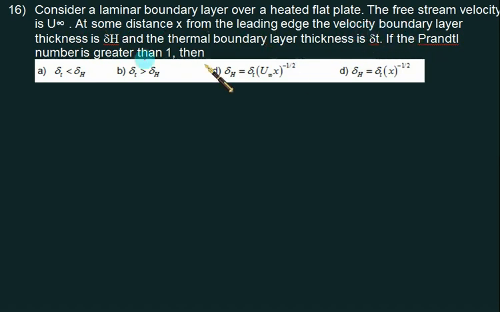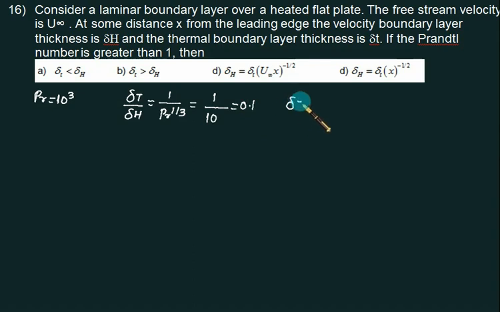In this case Prandtl number is greater than 1, so we have the same answer that we just discussed. For a quick calculation we assume Prandtl number equal to 1000, that is 10 to the power 3, and delta T by delta H equal to Pr to the power 1 by 3. By substitution, 1 by 10 to the power 3 and 1 by 3 is 1 by 10, that is 0.1. So delta T equal to 0.1 of delta H, meaning delta H is greater than delta T, or delta T is less than delta H. Choice A is correct.